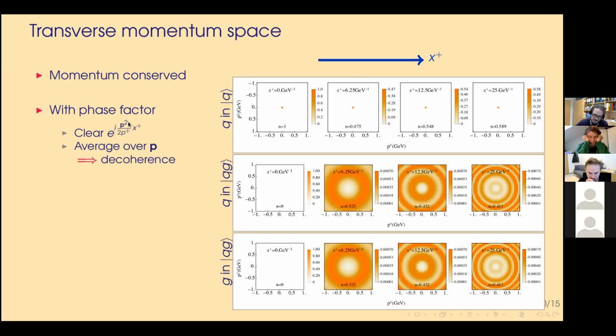You don't usually look at a phase factor like this; you usually think of this as an oscillation as a function of x plus. But of course, you can also plot it for a fixed x plus as a function of p perp, and this is what it looks like. And so you have oscillations because of this phase factor.